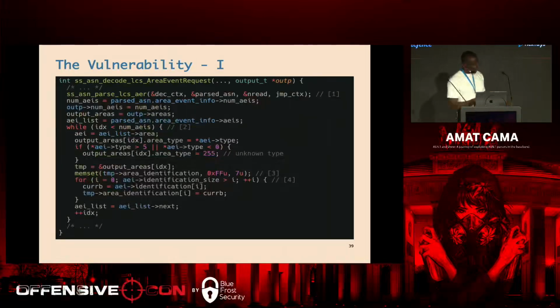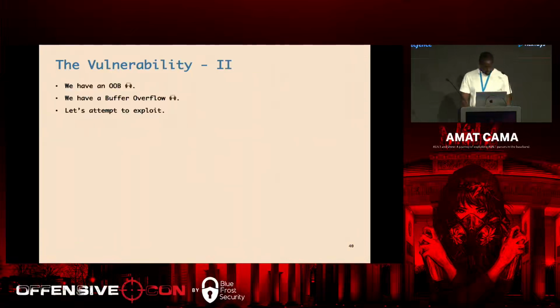So basically, we have 2 bugs in this image. There's the first while loop, looping through an unbounded number of elements, and then the inner for loop, which is writing data out of bounds in a 7 byte buffer. So we have an OOB and a buffer overflow, so we can attempt to exploit this.